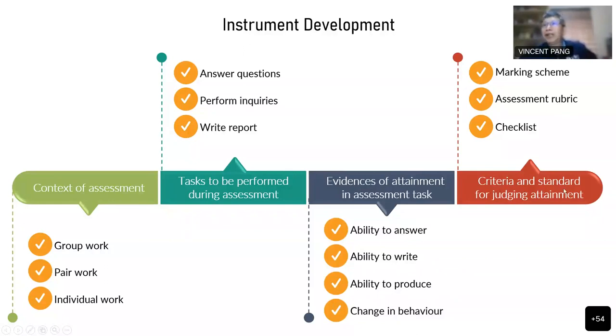And then we have to look at criteria and standards for judging attainment. Criteria are the breakdowns. Standards are the descriptions for each of the breakdowns. For example, we have a standard for 1 to 2 marks, a standard for 3 to 4 marks, a standard for 5 to 6 marks. So all this has to be very clear. Using criteria and standards, you can develop a marking scheme, assessment rubric, and checklist. We will go into more detail on this next week.